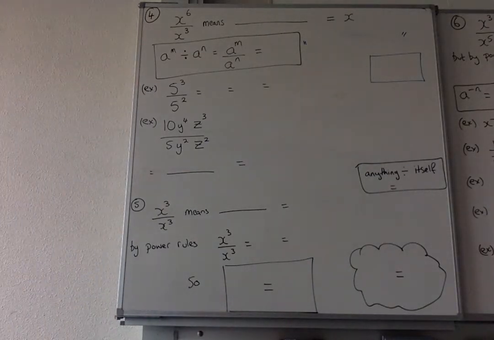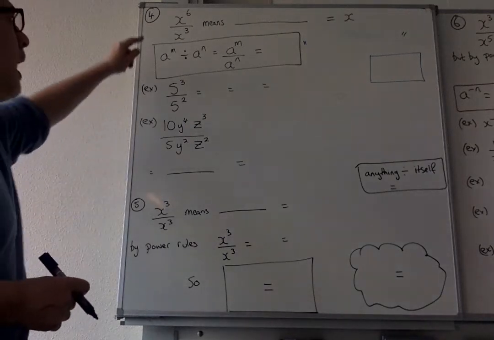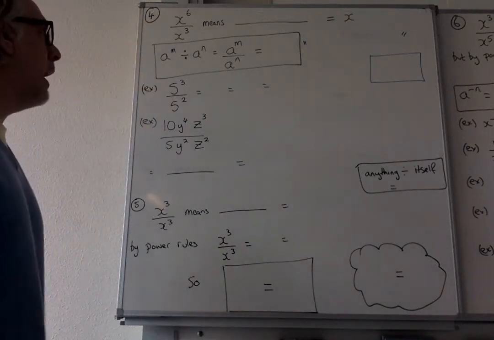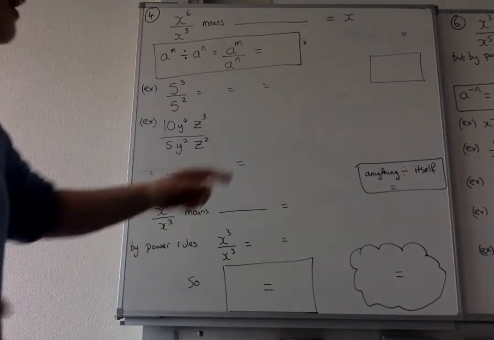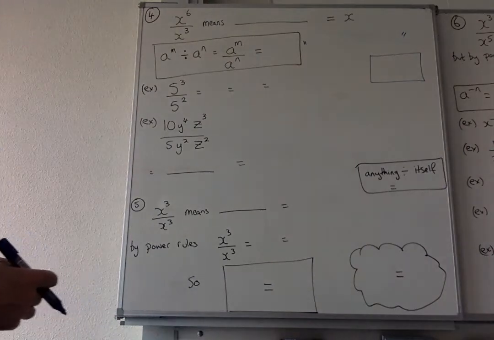And then what we're going to do now is divide the monomials. So first of all, how would you write x to the 6 out in longhand? How would you write out x to the 3? Stop the video, do that, and work out how many x's we have.